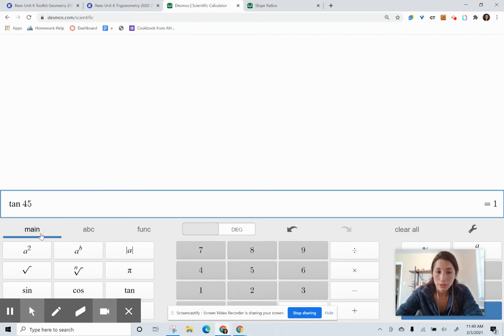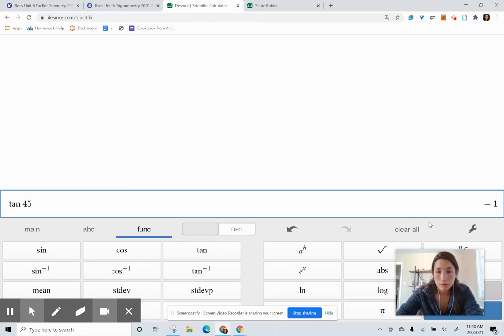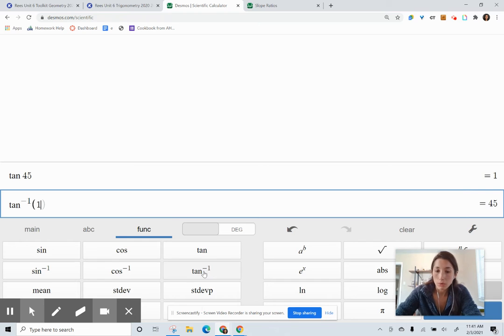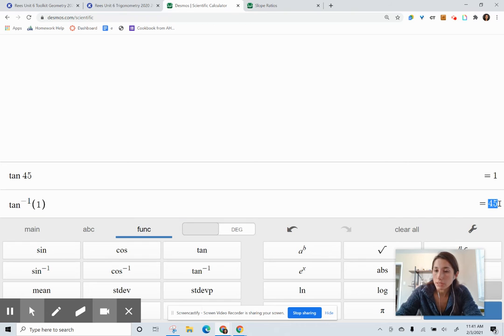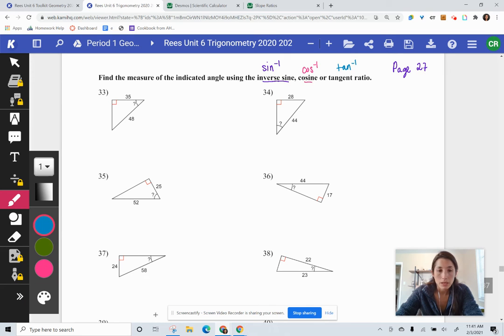Now, if you're on the main calculator, you won't see these special buttons that have inverse ratios, but you're going to click on this function, and go down one line. So instead of being given the angle and getting the ratio from that, you're doing the opposite. I'm giving you the ratio, which is 1, or whatever my numbers would be divided, and from that you're getting 45 degrees. So it's just the opposite operation. Let's try a few together. We use these inverse sine, cosine, tangent values when we are solving for missing angles, and that's what we're doing here.